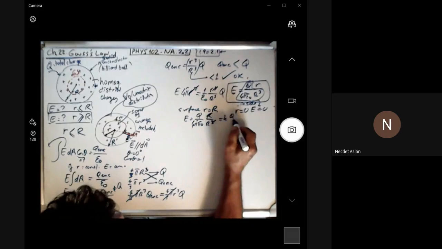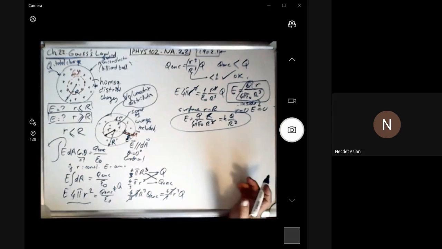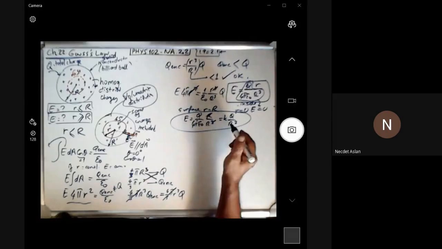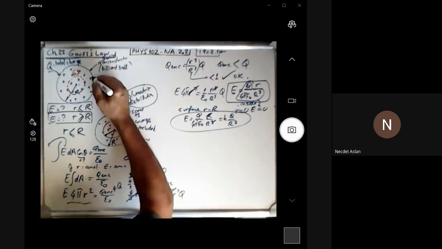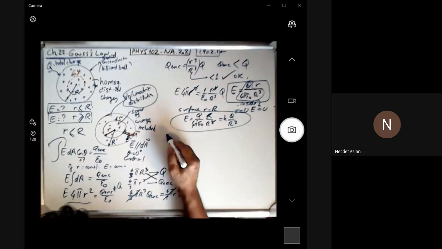So it's just kQ over R squared. Wow, we just found the same result. Excellent, this is what we expected. This is exactly the same value that we have to find when solving outside also. Okay, good. Now what about outside?